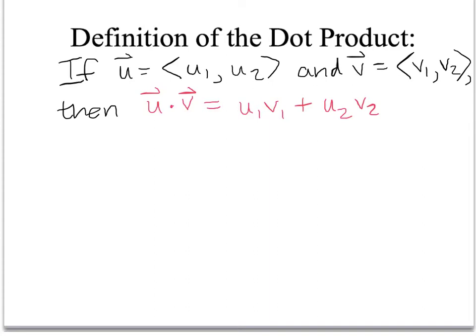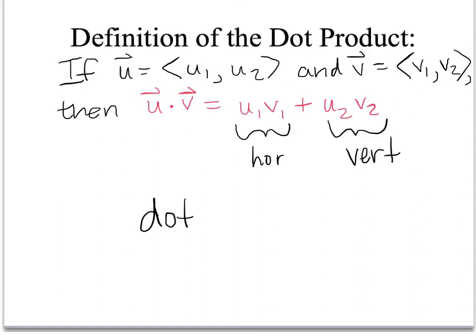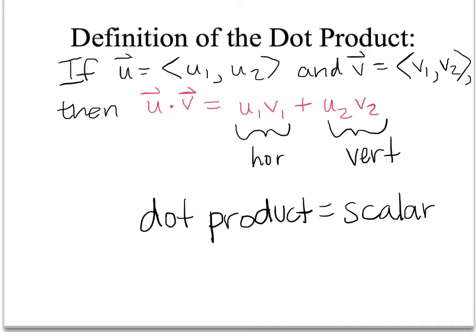If I have two vectors, basically what I'm going to do is take the horizontal components and the vertical components and multiply. And then I'm going to add those two numbers together. So the dot product will not be a vector, it will be a scalar, just a single number. Okay, so we will not have components, we will just have one number when we do the dot product of two vectors.